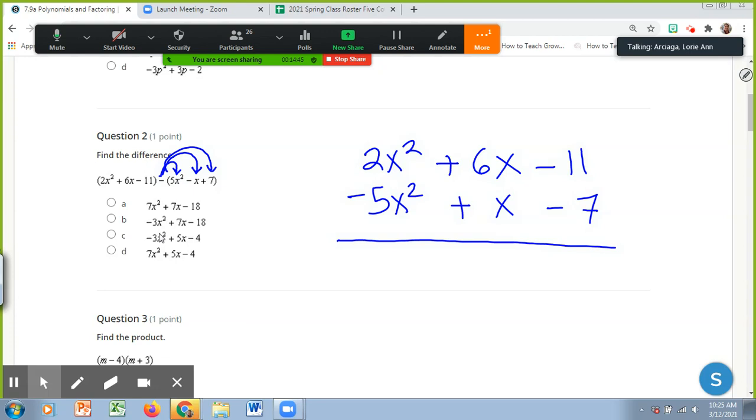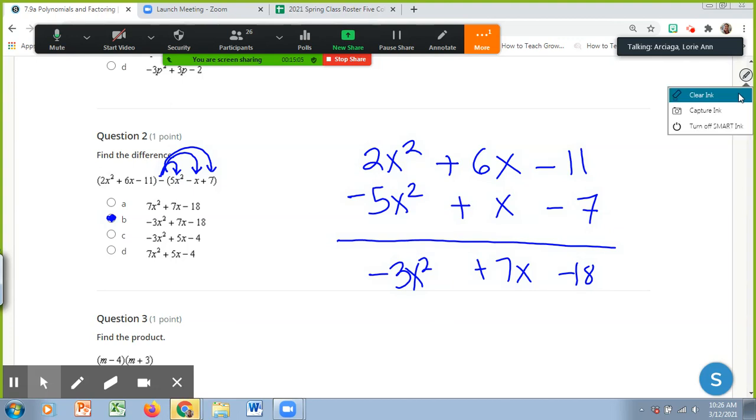B, according to Juliet. You agree? So you have negative 3x squared here, right? You add them together plus 7x minus 18. That's perfect. All right. Any questions? I'm going to clear the ink. Do you have questions? Nope. All right.